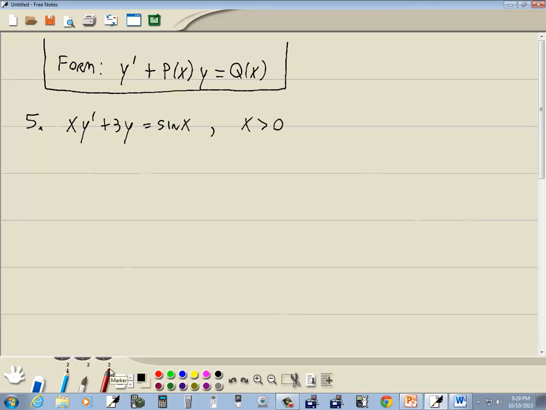I try not to steal problems unless I can steal them from differential equations books that are 100 years old where I won't be sued and copyright's gone.